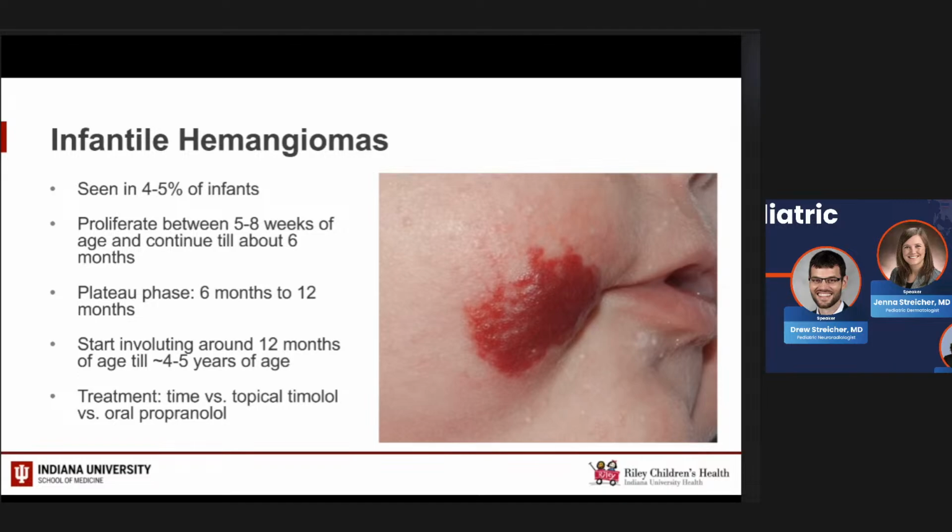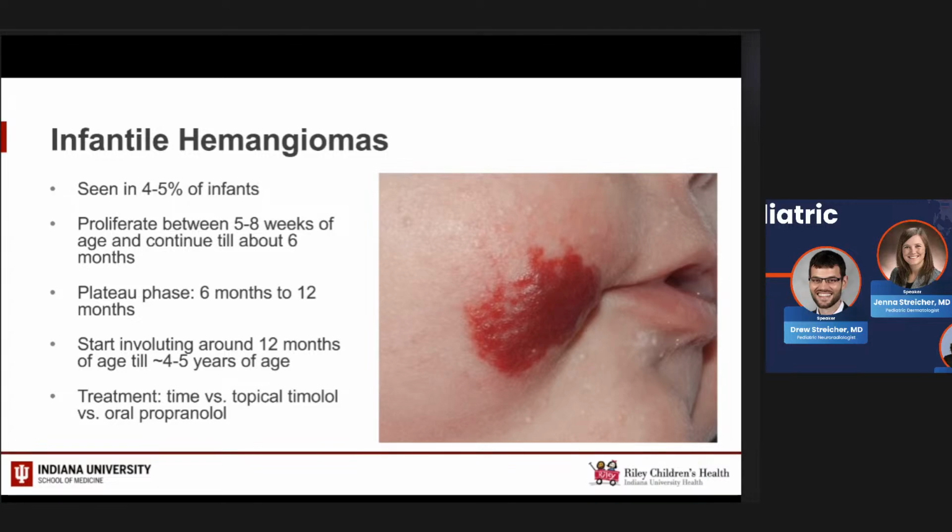We see these in about 4 to 5% of kids, and they follow a very predictable pattern where most of the time parents don't see much at birth. They may see a little bit of bruising or a little redness. And then between 5 and 8 weeks of life, they really grow. This is the time where parents are really starting to be like, wow, something's happening here. And this is what usually brings them into their pediatrician and refers to us.